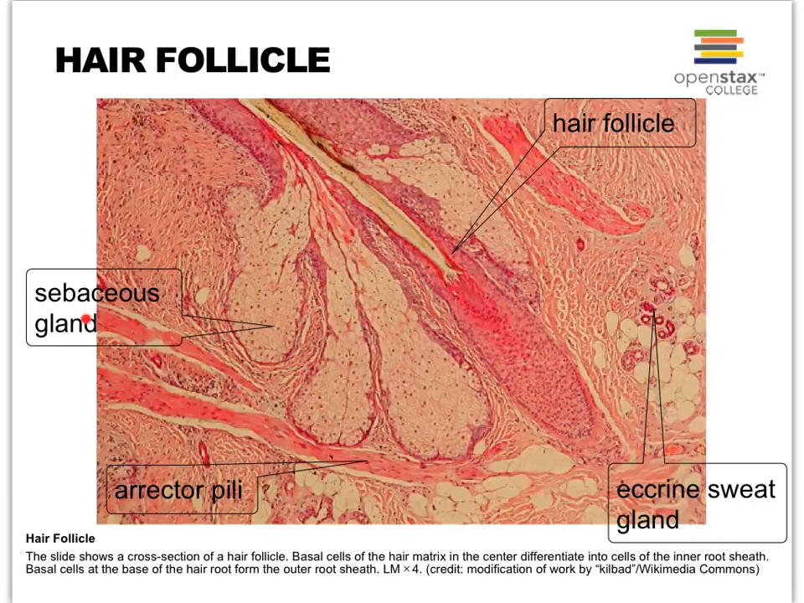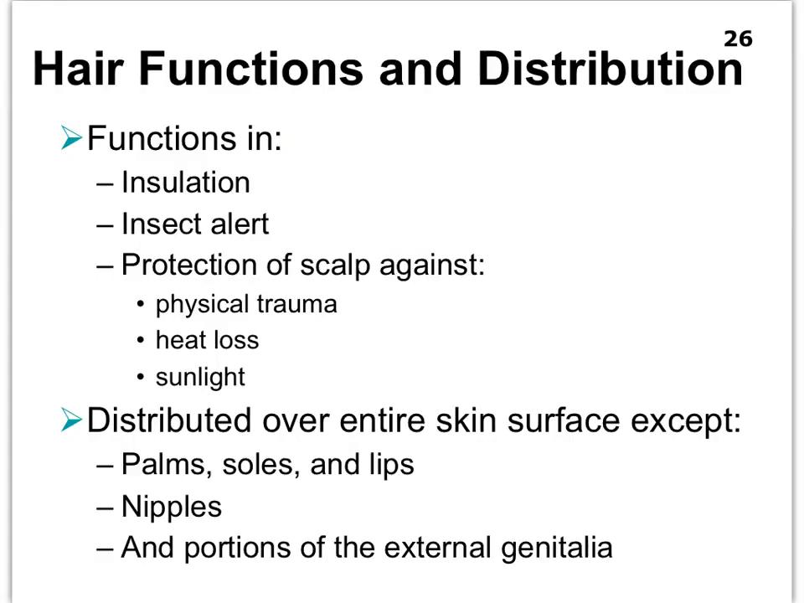This one goes to another hair follicle, this one too. Those are your erector pili muscles. And then we'll also soon learn here about the various sweat glands that we find in the integumentary system. The functions of our hair are pretty obvious.